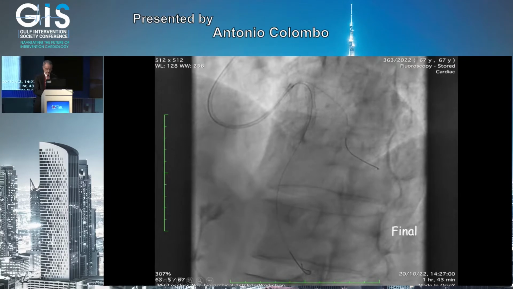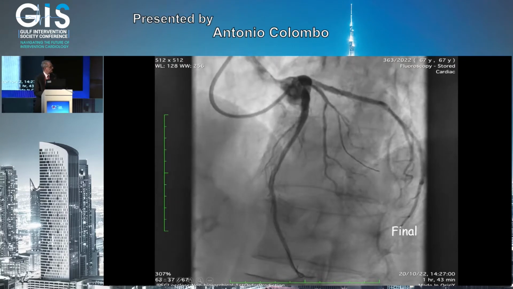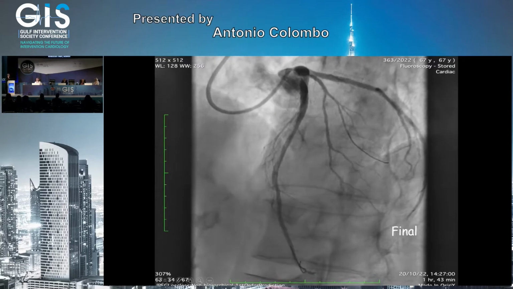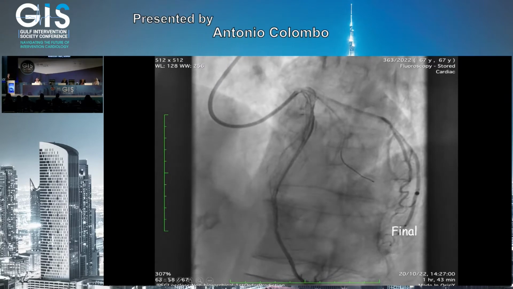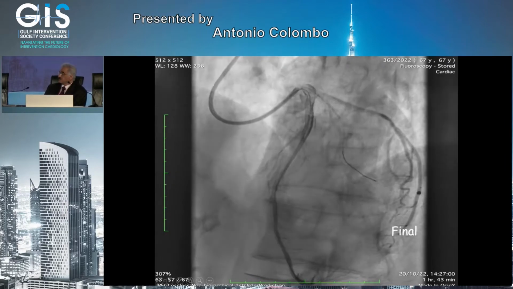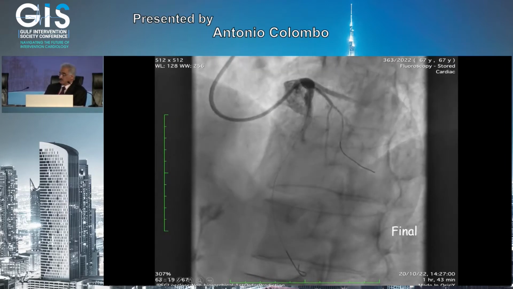Okay. Professor, with this kind of dissection, how long does it take to have a complete healing of the vessel? Does it take as early as 4 weeks? Not always you have a complete healing.